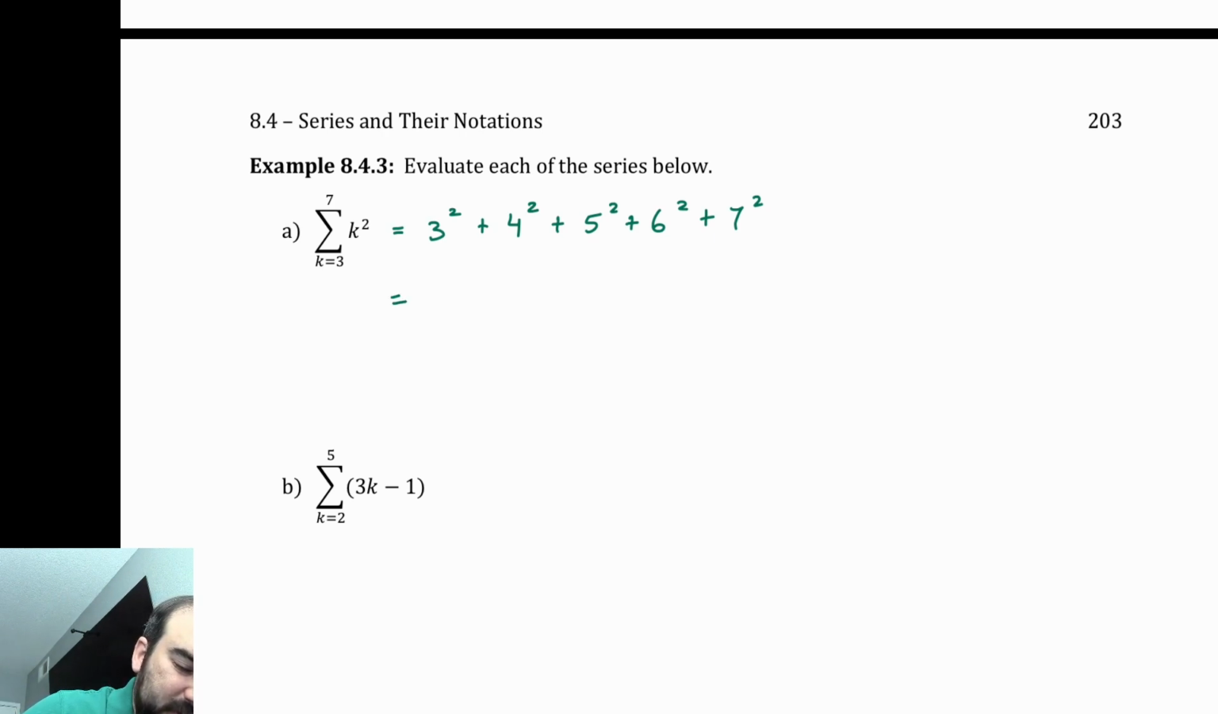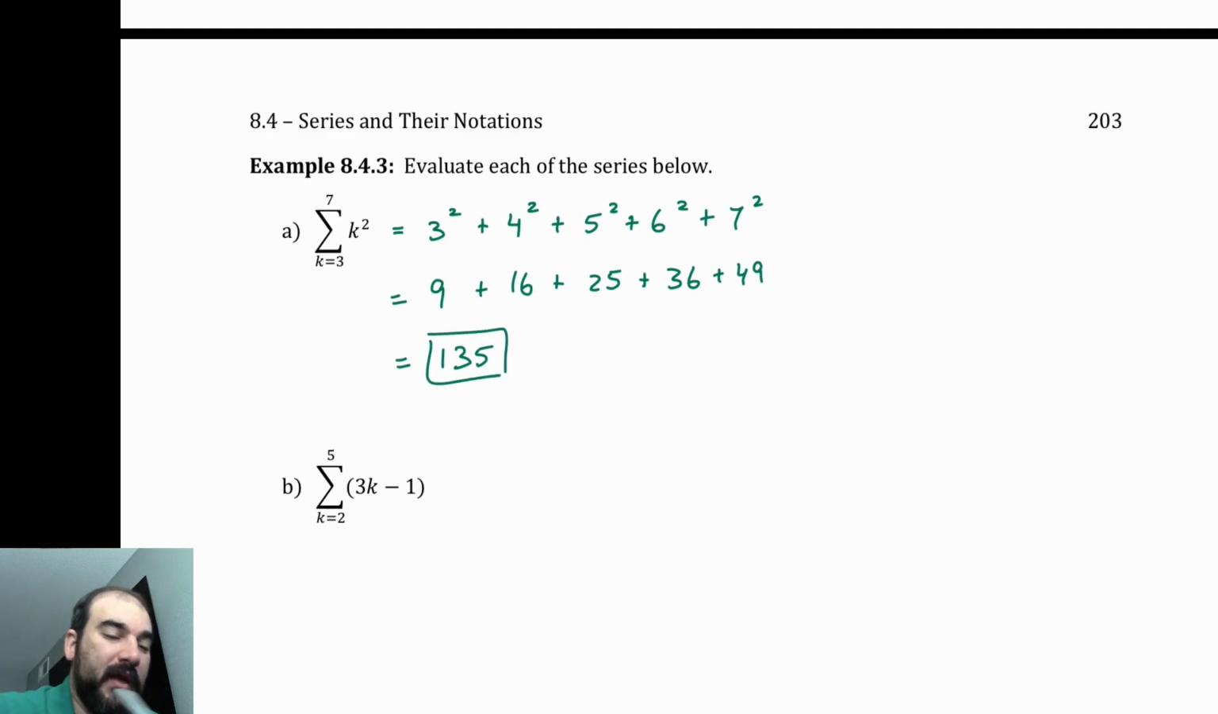Then to evaluate this, we'll just square each one of these. So that's 9 plus 16 plus 25 plus 36 plus 49. And then we will just add these together. That's 25 plus another 25 is 50. 50 plus 49 is 99, plus a 36 gives me 135. Right, and so the result of an evaluation of a series like this given in sigma notation should just be a number. It should simplify to a number.